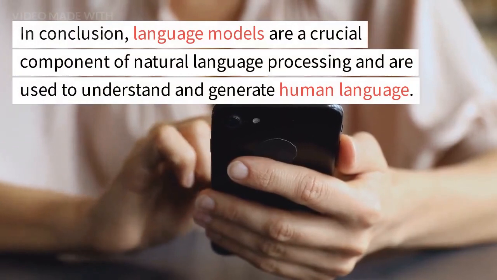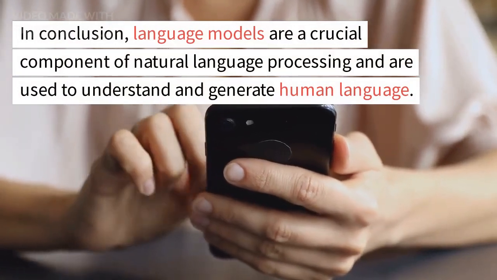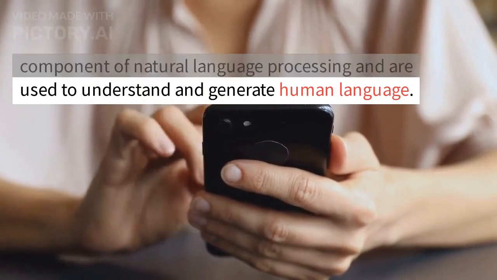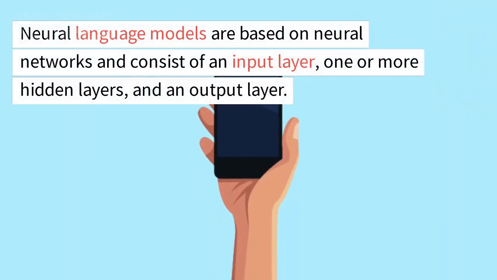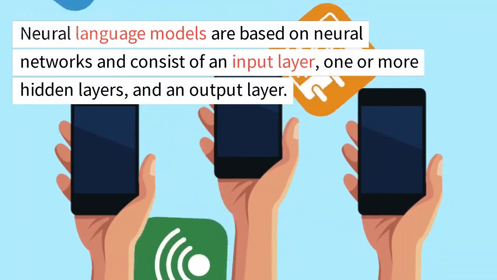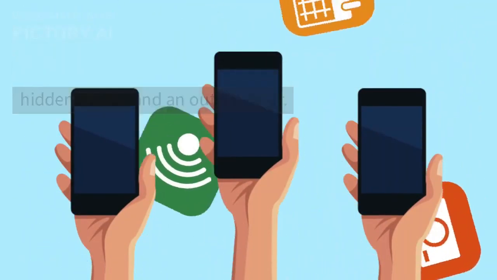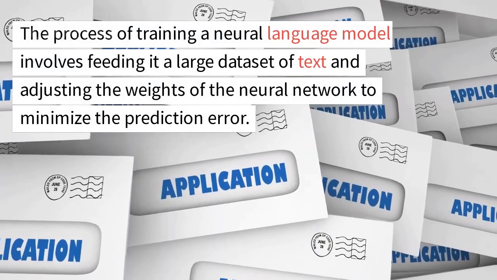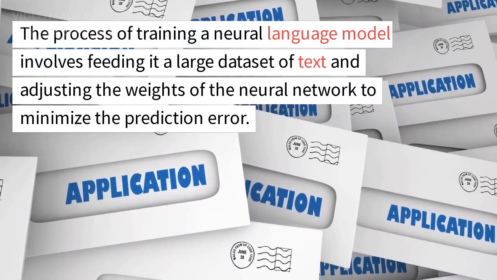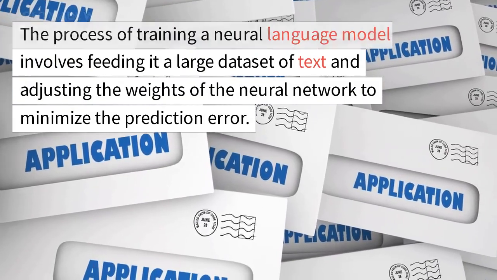In conclusion, language models are a crucial component of natural language processing and are used to understand and generate human language. Neural language models are based on neural networks and consist of an input layer, one or more hidden layers, and an output layer. The process of training a neural language model involves feeding it a large dataset of text and adjusting the weights of the neural network to minimize the prediction error.